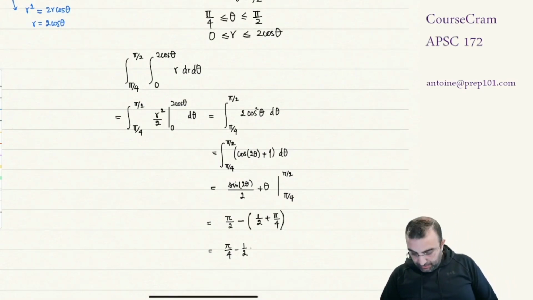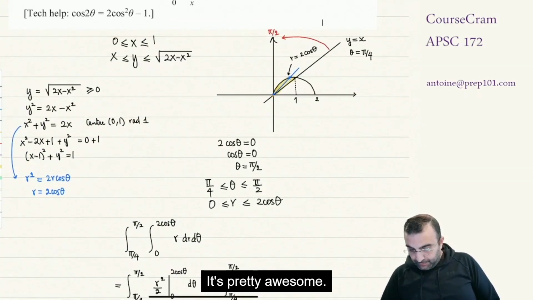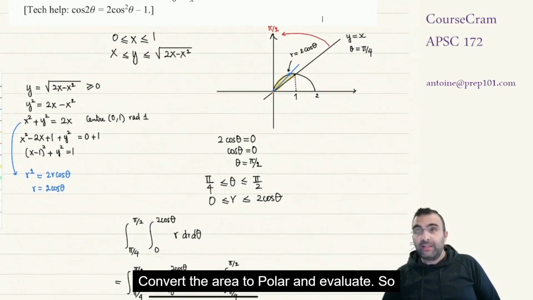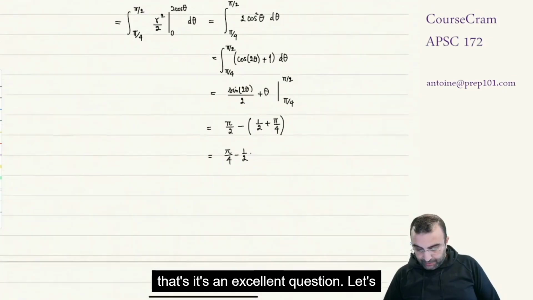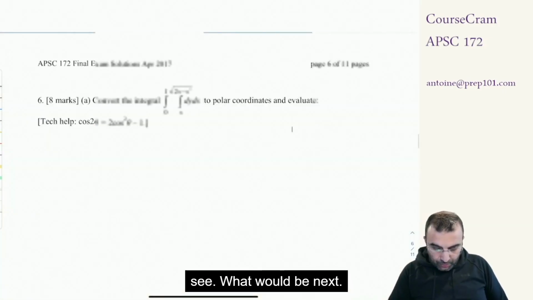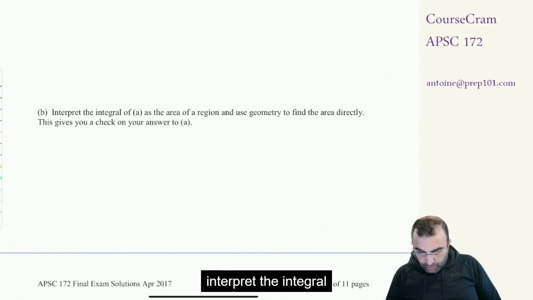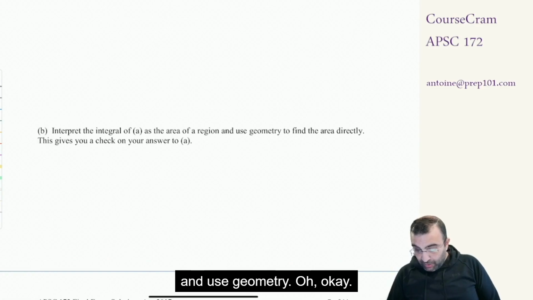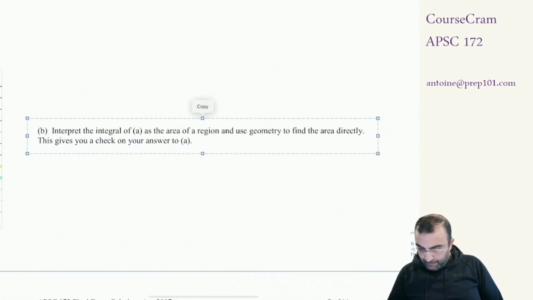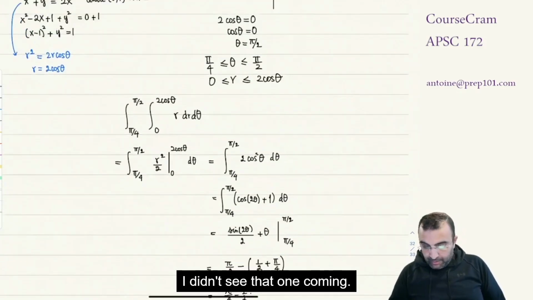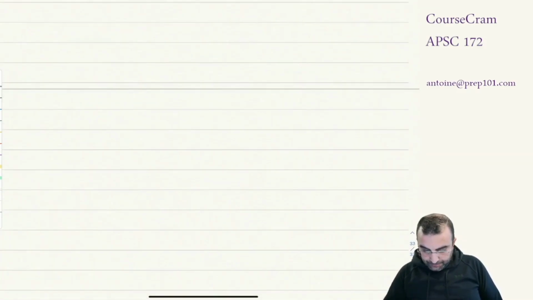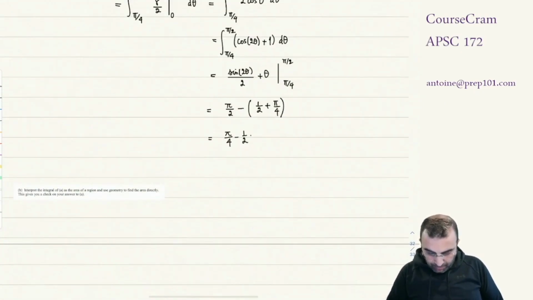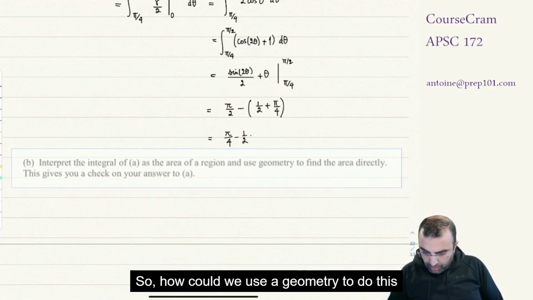So let's see. It's pretty awesome. Convert the area to polar and evaluate. So that's an excellent question. Let's see what would be next. Interpret the integral as the area of the region and use geometry. Oh, okay. Well, I didn't see that one coming. So let's see. Maybe keep it on the same page. So how could we use geometry to do this?